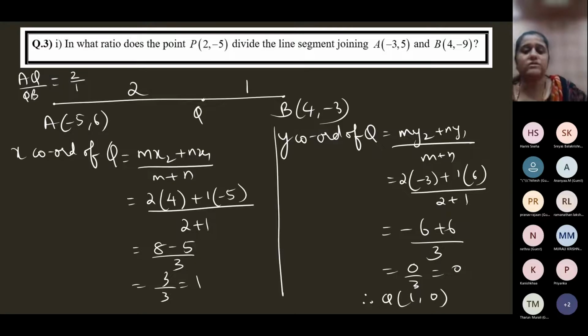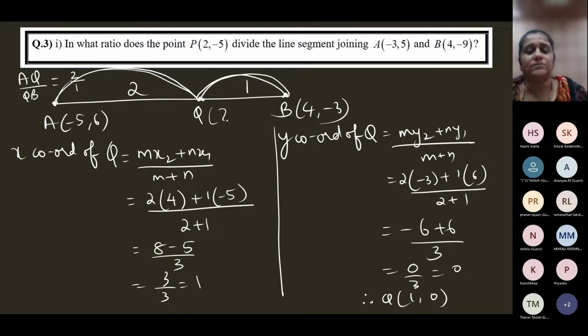And now let's see how to find Q using the midpoint formula. Can I clear the slide, children? See, we have taken the ratio AQ is to QB, which means we have to use the coordinates of A and B, the endpoints. The line segment is AB, Q is the point on it, and it divides it in the ratio 2:1.